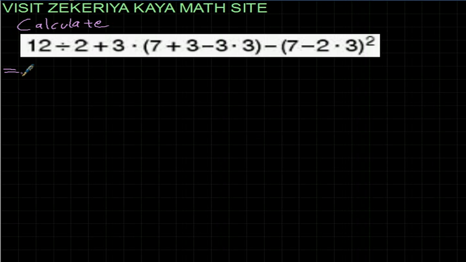7 plus 3, 10 minus 9, 1. 3 times 1, 3. 3 minus 1 is 2. 6 plus 2 is 8. Did you find 6 plus 2? 8. 8 is the true result. Everybody needs to find 8.